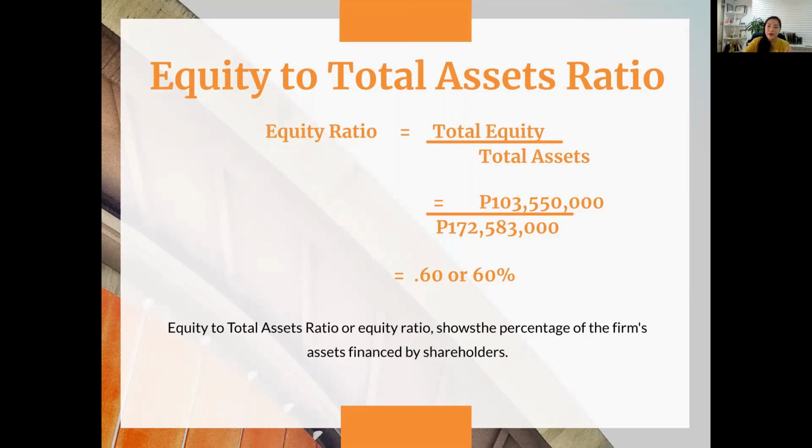So this ratio shows the percentage of the firm's assets financed by shareholders. This is the equity portion of the business. The assets are actually financed by two sources, equity and liabilities. Remember, a while ago we computed 40% liabilities. So now the equity portion of the total assets is 60%, coming from shareholders.